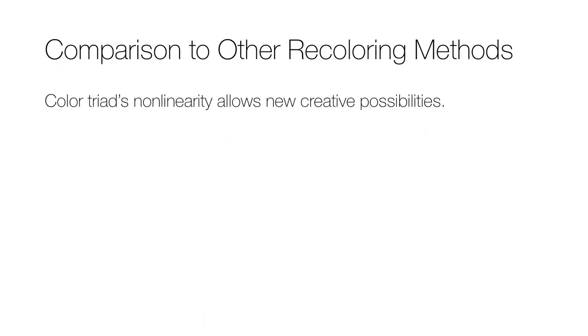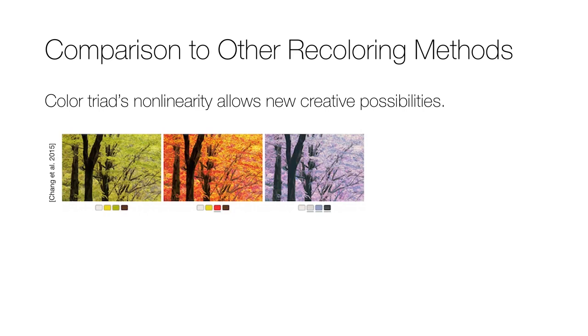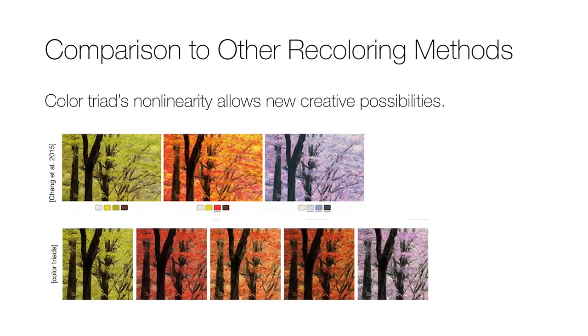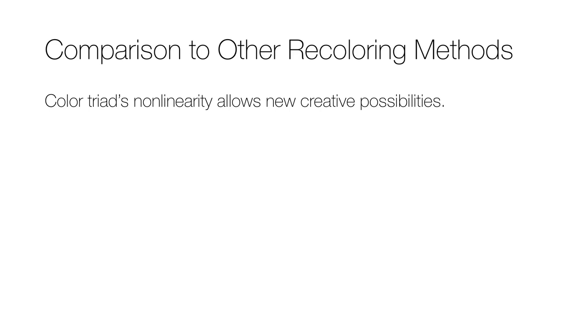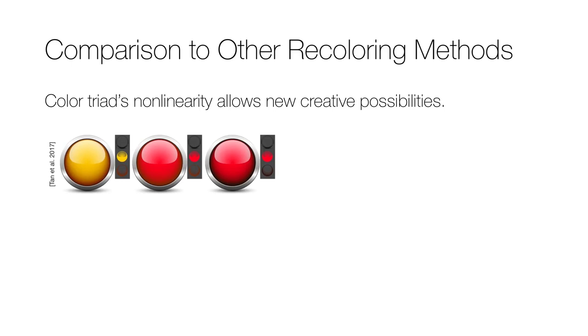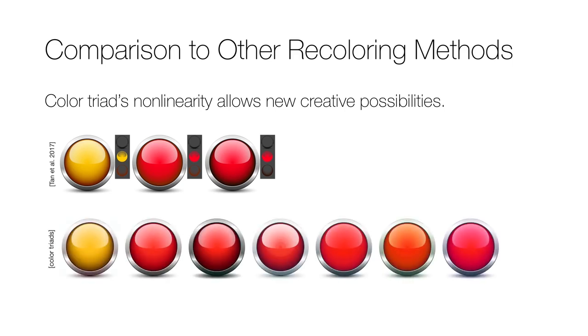Color triads open creative possibilities that are complementary to existing recoloring approaches. For example, the palette-based recoloring method of Chang et al. pre-bakes color relationships into the computation. Color triads allow creating a wider array of variations, for example, in the red recoloring of the forest. Layer-based decomposition methods like this work by Tan et al. allow editing the decomposed image by globally shifting color within solid layers, such as applying hue or value shifts as shown above. However, the color contributions of each layer are pre-baked into the decomposition. Nonlinear parameters like the focus point and blending behavior of the color triads allow a range of complementary effects.